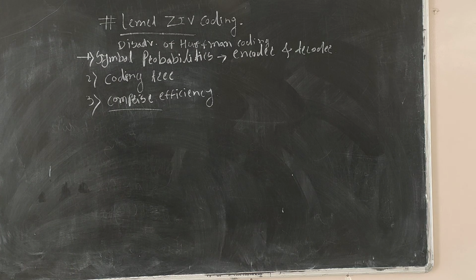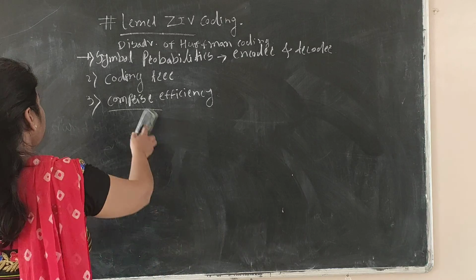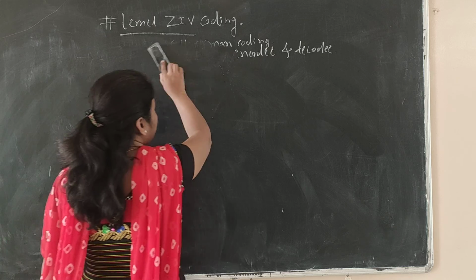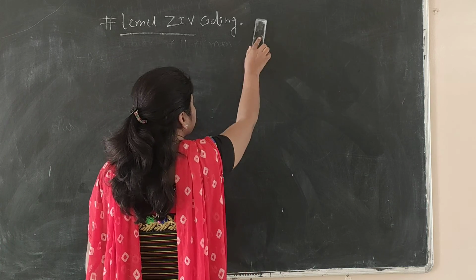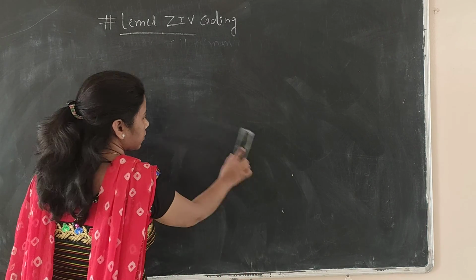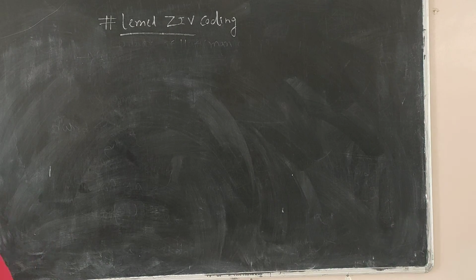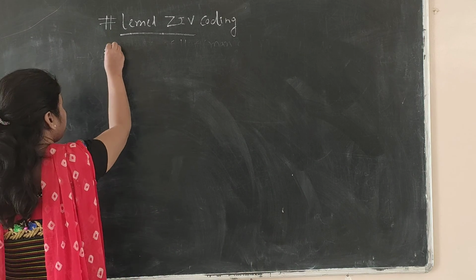coding. In this Lempel-Ziv coding there is no need to draw the tree. Also, by following the sequence and repetition, we can find out the Lempel-Ziv coding. So first we will see the principle of the Lempel-Ziv coding.